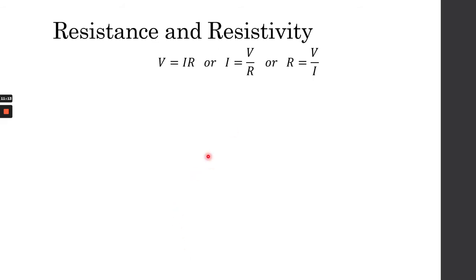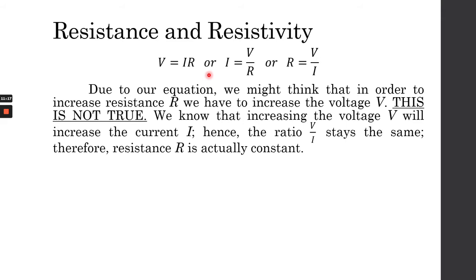Okay, so furthermore, resistance and resistivity. So ito yung mga equation natin kanina. So due to our equation, we might think na in order for us to increase the resistance, ang kailangan lang natin gawin is increase the voltage. Kasi in this type of equation, you might reason out na proportion yung resistance and your volts are actually directly proportional. Pero because of the nature of the resistance and yung circuit, this is actually not the case.